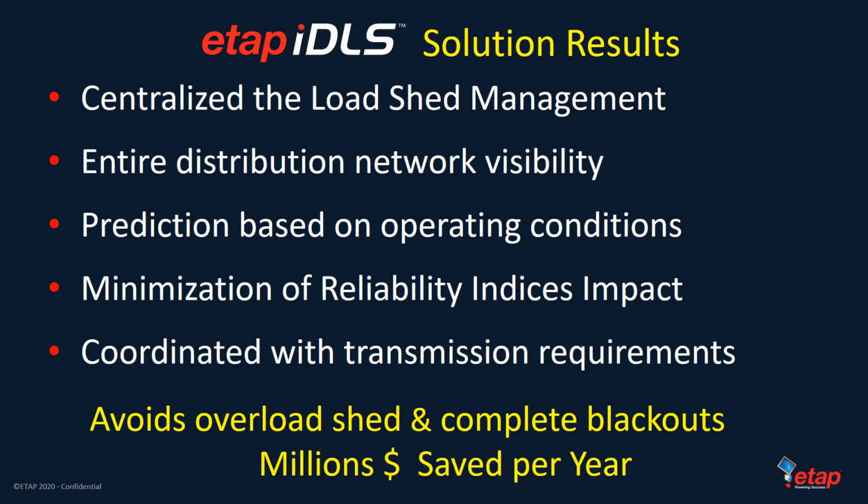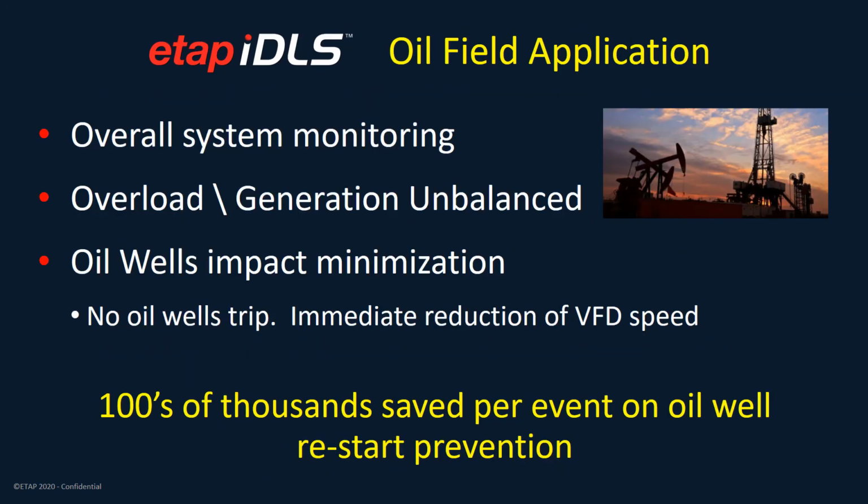With ETAP iDLS, NPCL has centralized the load shed management, entire distribution network visibility, prediction based on operation conditions, minimization of reliability indices impact, correlation with the transmission system requirements, and avoiding overload shedding and complete system blackout. They have saved millions of US dollars per year due to this system. Other iDLS applications include oil production fields. One nice feature for these types of systems is the capability of reducing the VFD speeds to avoid well trips. When a well is tripped, at least 4 hours and hundreds of thousands of dollars are lost in production to restart. iDLS can save millions of dollars to production fields by preventing these restarts.